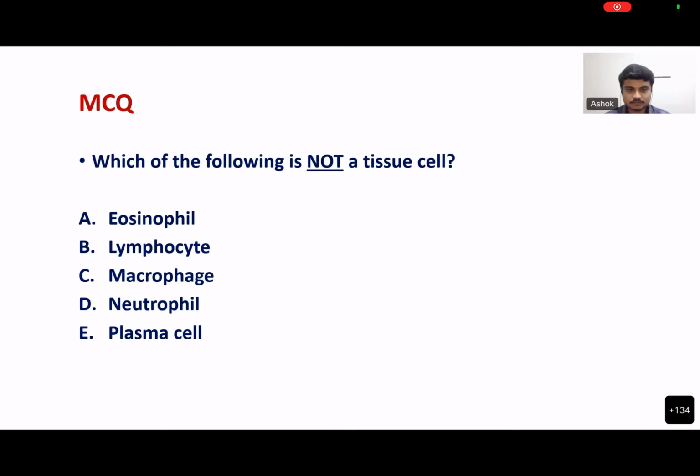Plasma cell? No, plasma cells can be seen normally in mucosal tissue. It's a normal resident cell of the mucosa. In fact, if you don't see any plasma cells in a mucosa, that's when you should be suspicious that it may be an immunodeficiency, a B-cell immunodeficiency sometimes.